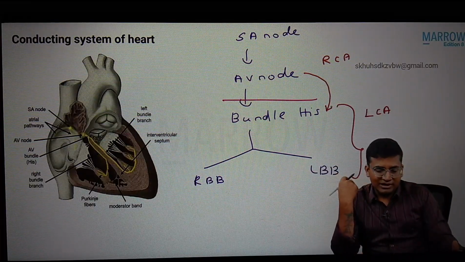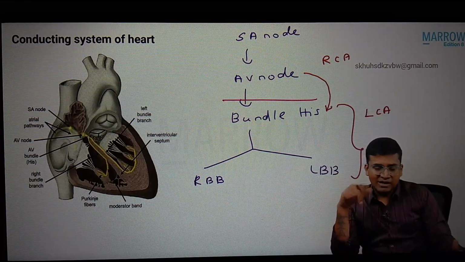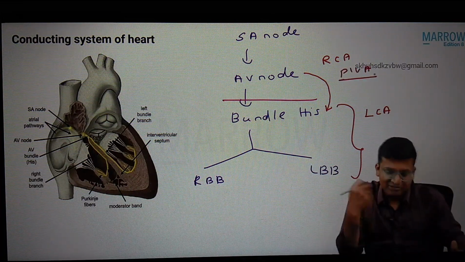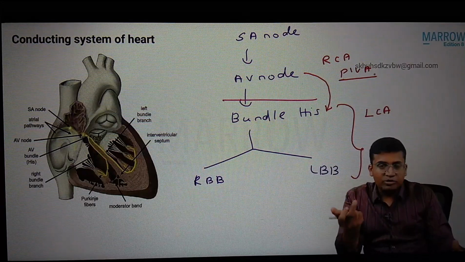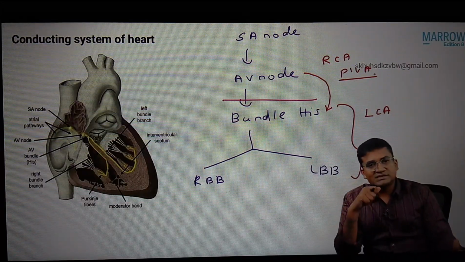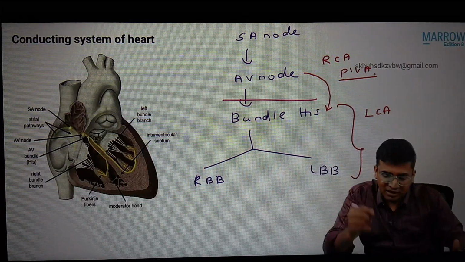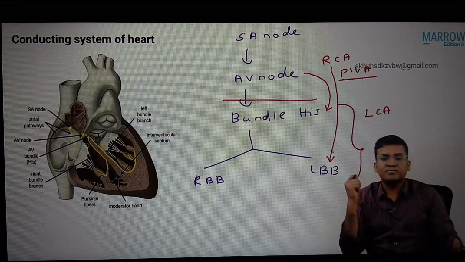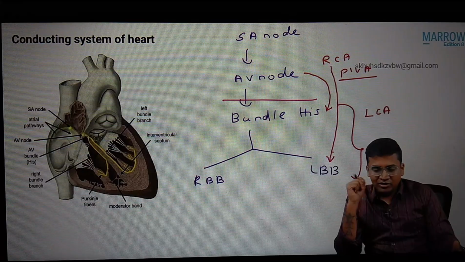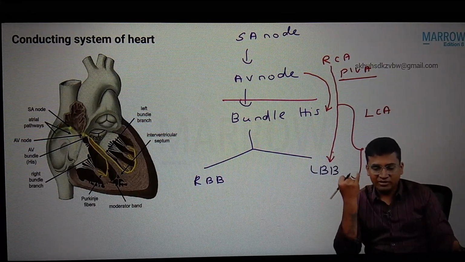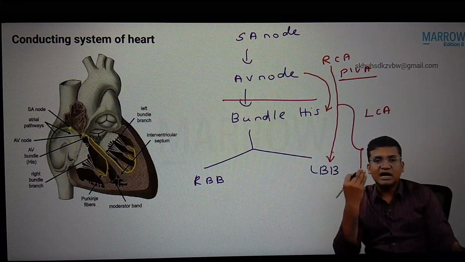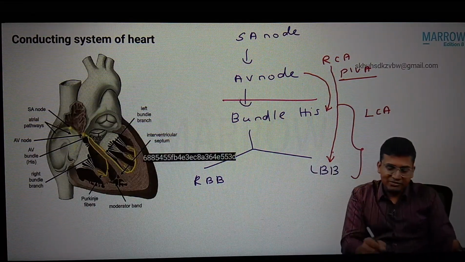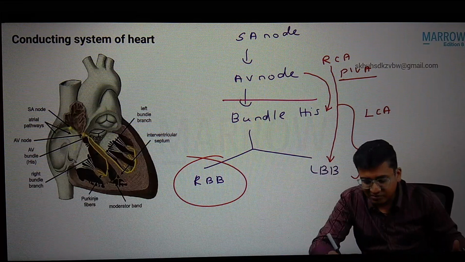Is that clear? Now, the branch supplying the AV node is also supplying the bundle of His. I told you the AV node is supplied by the right coronary artery. The branch of the right coronary artery, our posterior interventricular artery, the septal branch, supplies the AV node. I hope you remember. That branch also supplies the bundle of His. Now, the right coronary artery also contributes to the left bundle branch. So, the right coronary artery supplies the SA node, AV node, bundle of His and left bundle branch. The only part of the conducting system which is not supplied by the right coronary artery is the right bundle branch.